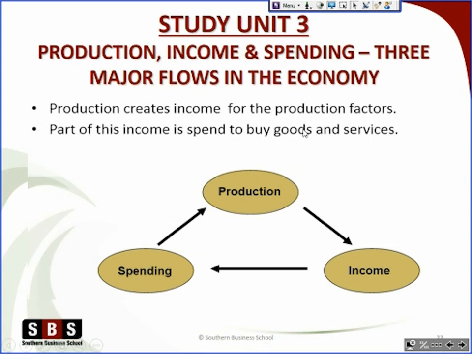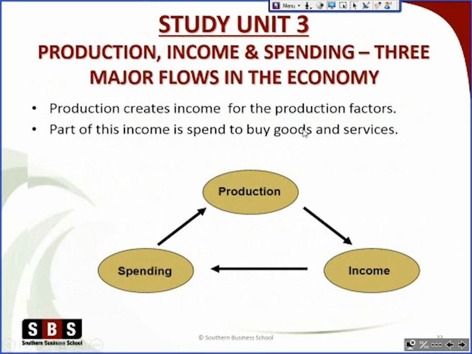So the basic flow in the economy, the basic flow between production, income, and spending, are these three major flows in the economy. That's between production, income, and spending. So producers produce, and it's a self-fulfilling flow. Producers produce, that creates income, they sell the products, and they spend again, and then it flows back to production. So that is the three major flows in the economy. You may be asked, given a diagram, to say what that diagram represents. And you must know that it's the three major flows in the economy.